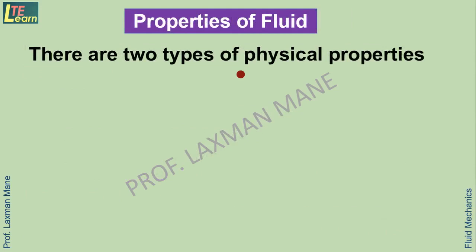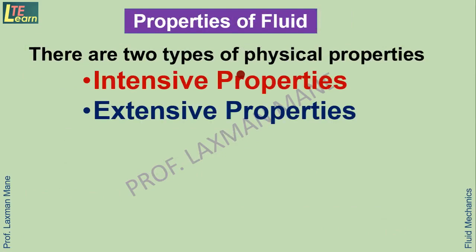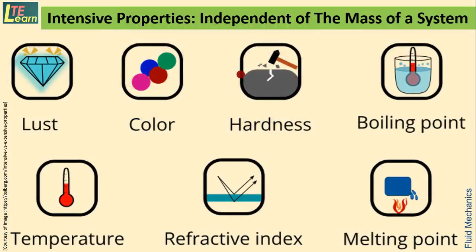As far as properties of fluid are concerned, there are two types of physical properties: intensive properties and extensive properties. Intensive properties are independent of the mass of a system. For example, boiling point, temperature, melting point. These properties are not dependent on the mass of a system.